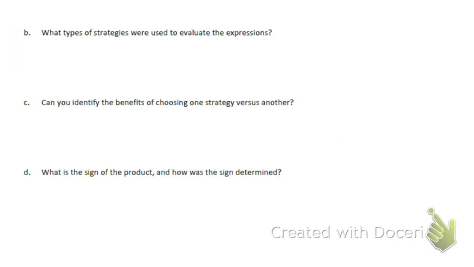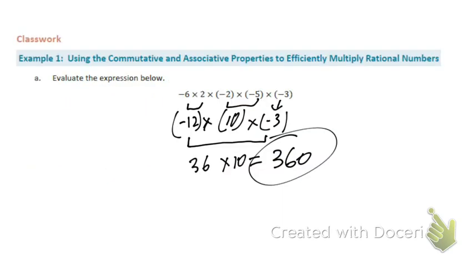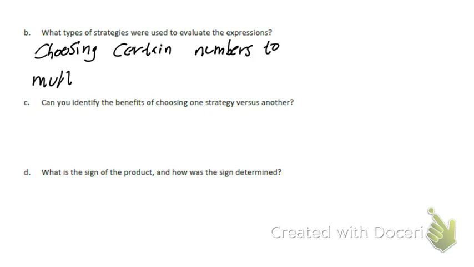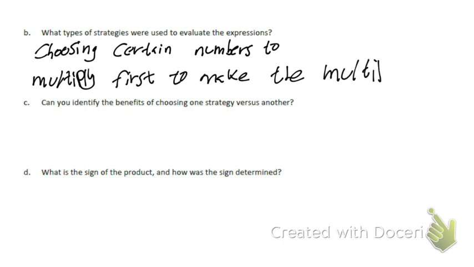And question B says, what type of strategies were used to evaluate this expression? You might not have used it, but what I just talked about, right? Choosing certain numbers to multiply first to make the problem easier. Let's write that down. So the strategy we used was choosing certain numbers to multiply first to make the multiplication easier. So remember, you don't always have to multiply left to right. You can if you want.